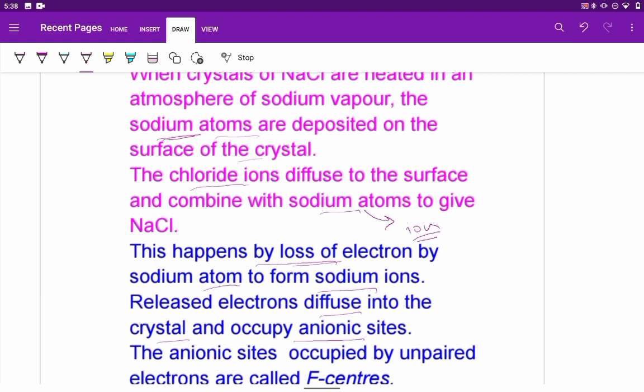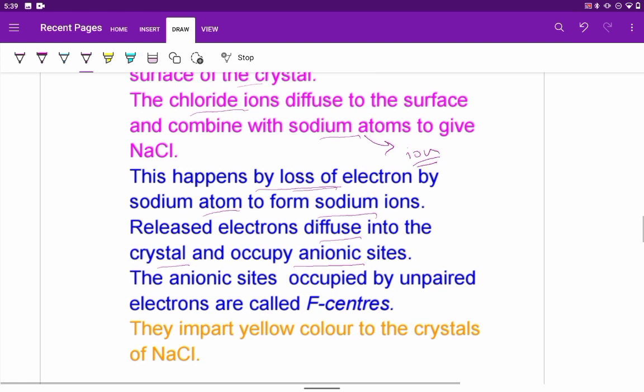So there will be a vacancy at the anionic site. These electrons will go to that anionic site. The released electrons will diffuse into the crystal and occupy the anionic sites. Now these anionic sites which are occupied by unpaired electrons are called F centers. They are known as F centers.